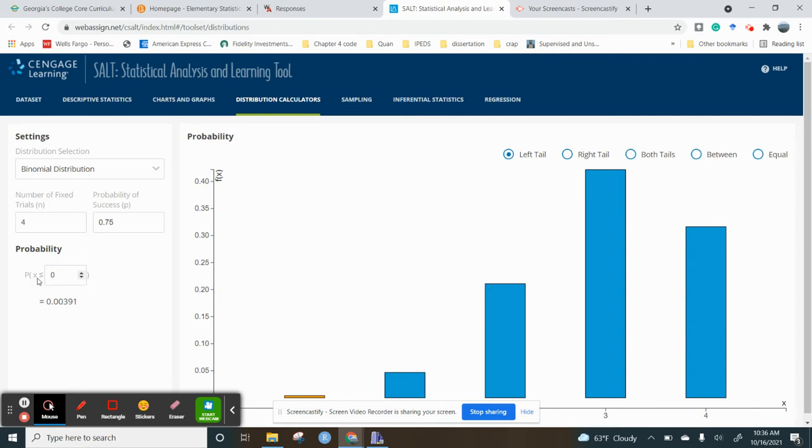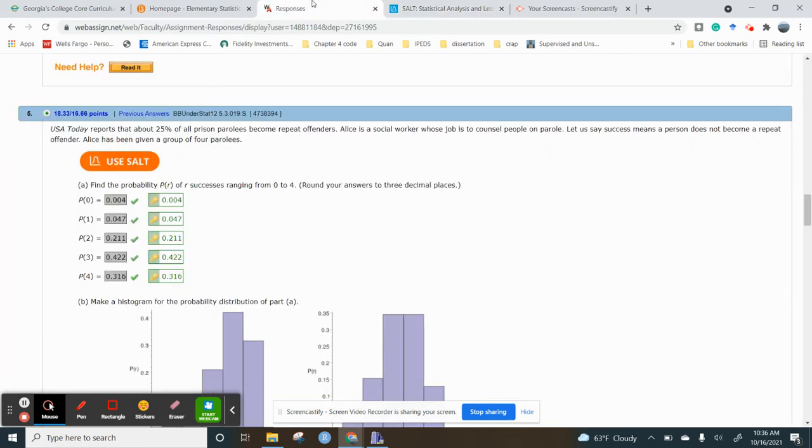Even though it says less than or equal to 0, remember, probabilities can't be negative. So this is your answer. So I would round up, and this would be 0.004. So the probability that nobody goes back to jail or is successful is 0.004. So that's really good. Okay, but it's really low.